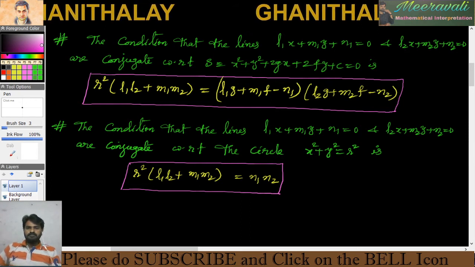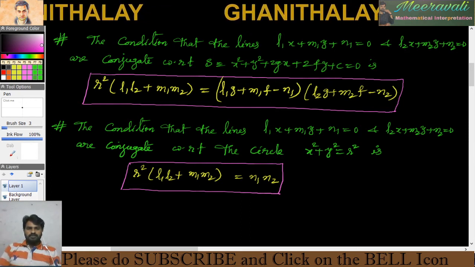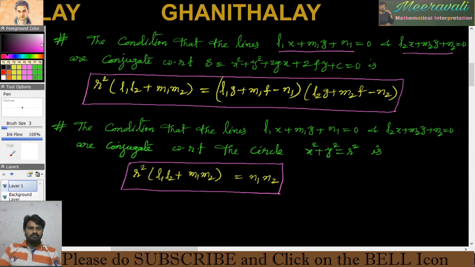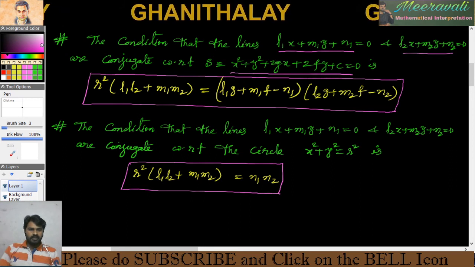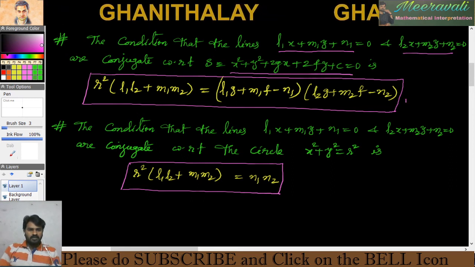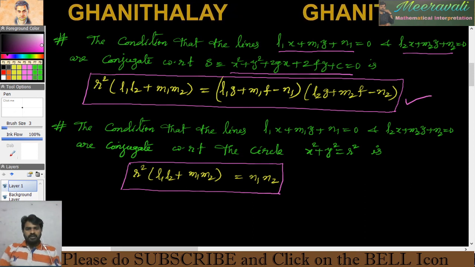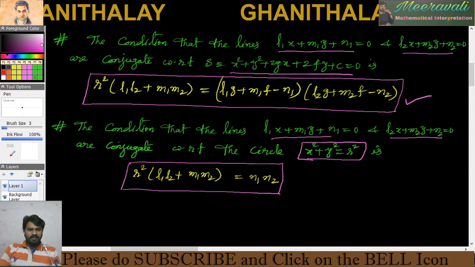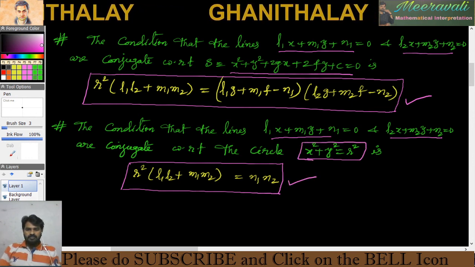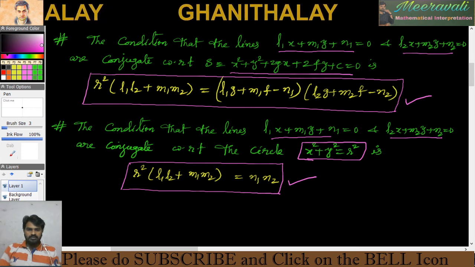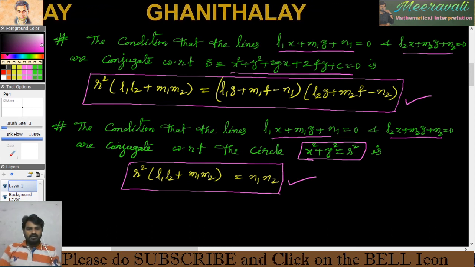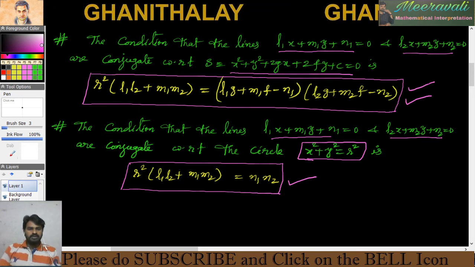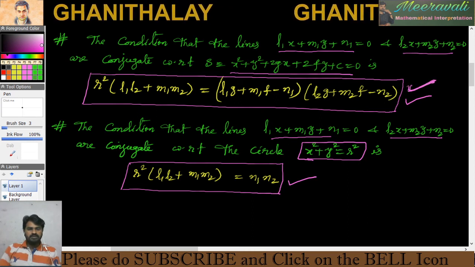Look at here, these are the properties for two lines to be conjugate. When two lines are given and a circle in the general form is given, the condition that the lines are conjugate is this property. If the two lines are given and the circle is in the standard form, then you should use the property for conjugate lines: r square into L1 L2 plus m1 m2 is equal to n1 n2. Because in standard form g value and f value will be 0. If you substitute g, f as 0, 0 in this equation, you will get this answer.